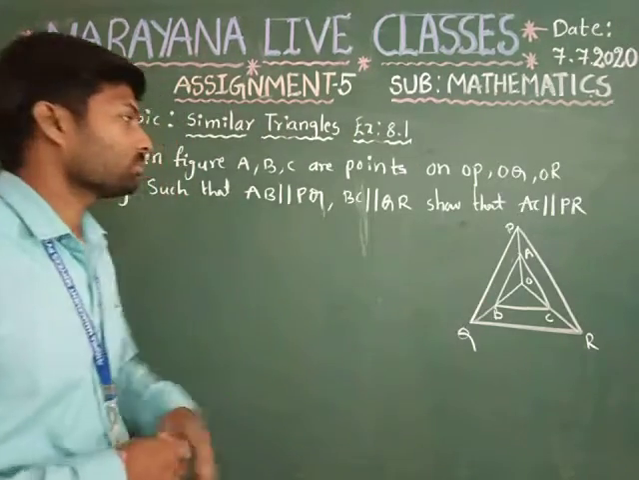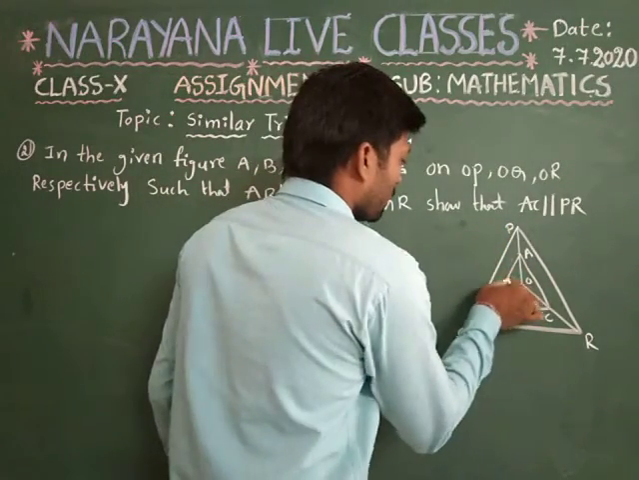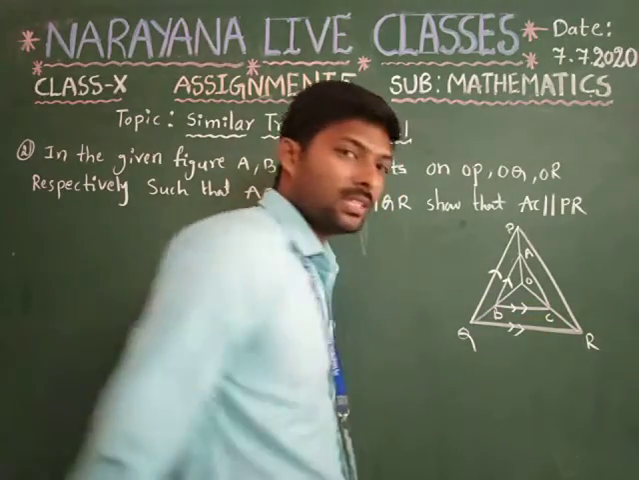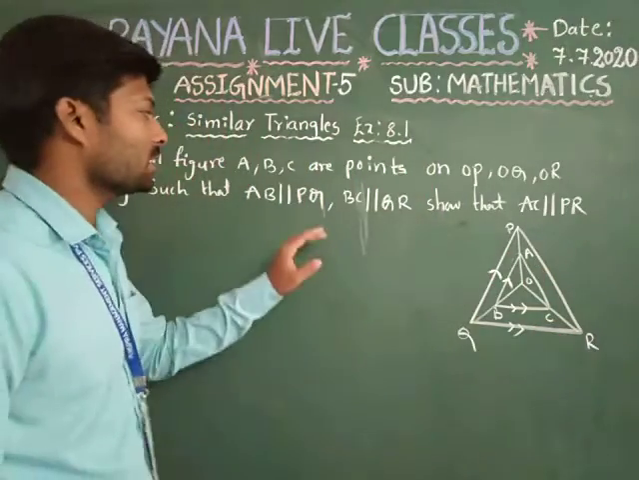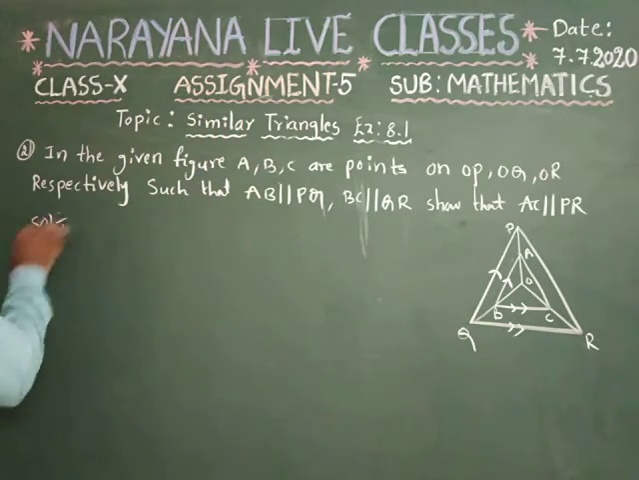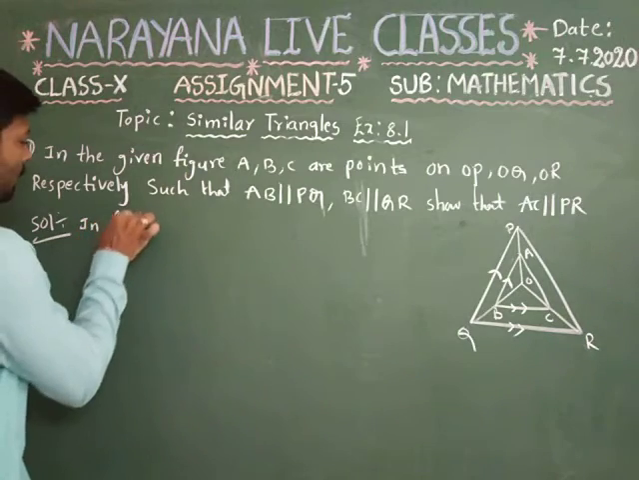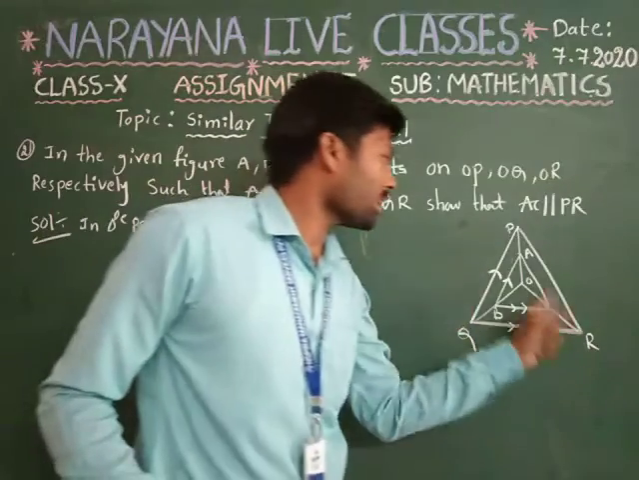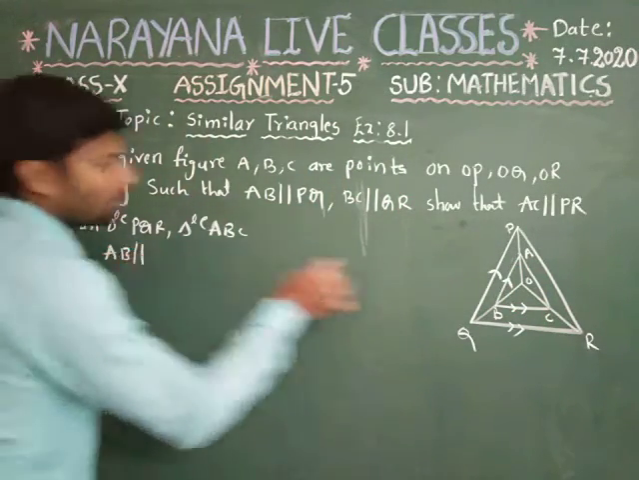Let us see the second question. In a triangle PQR, AB is parallel to PQ is given, and also BC is parallel to QR. Show that AC is also parallel to PR. This can be proved by the converse of the basic proportionality theorem. So in triangle PQR as well as ABC, AB is parallel to PQ.